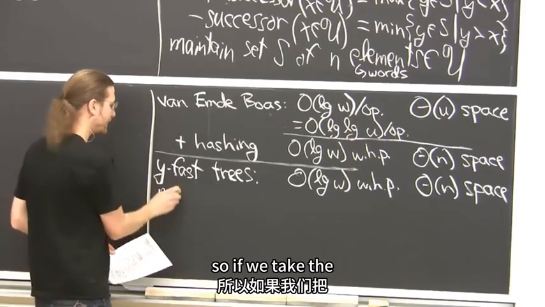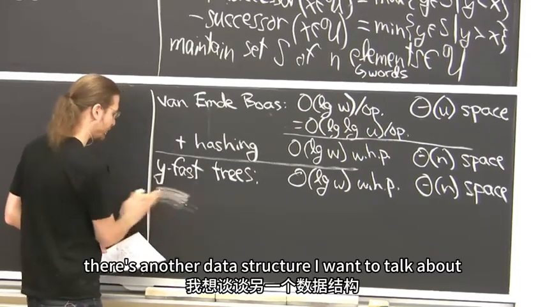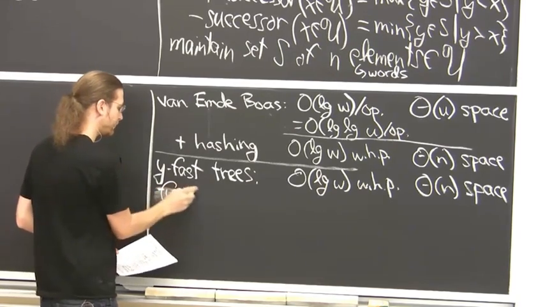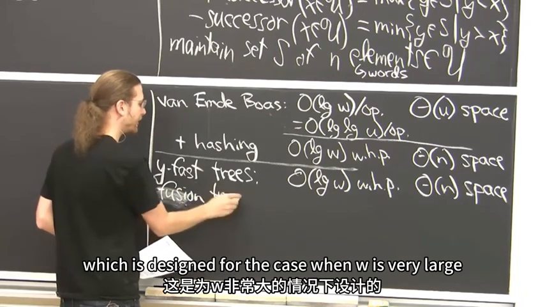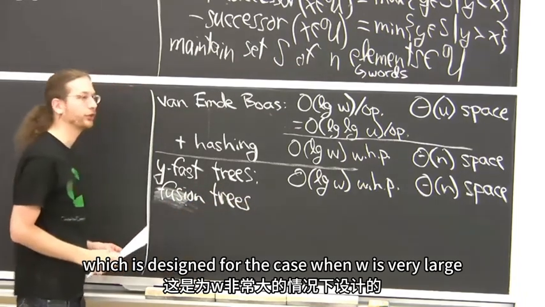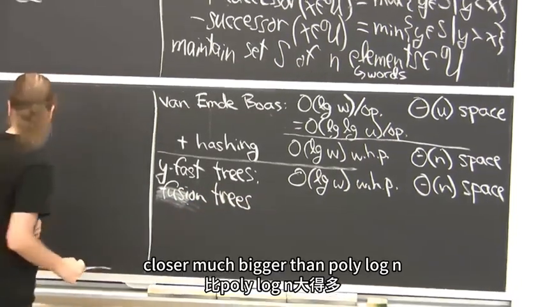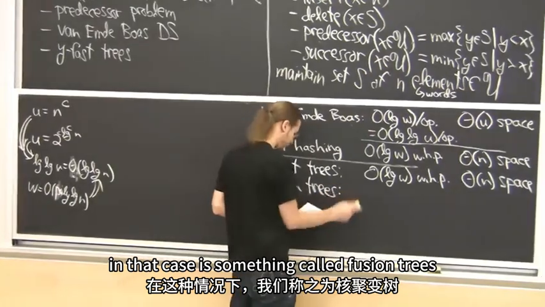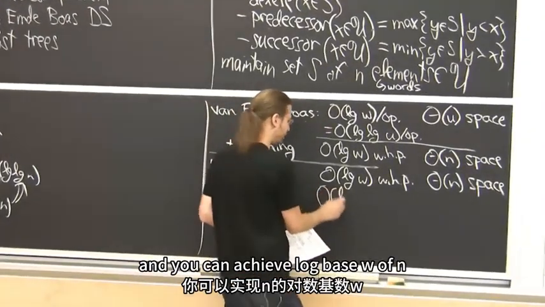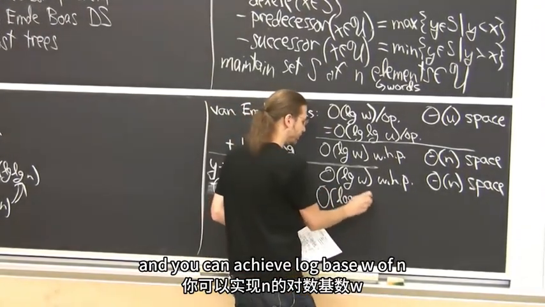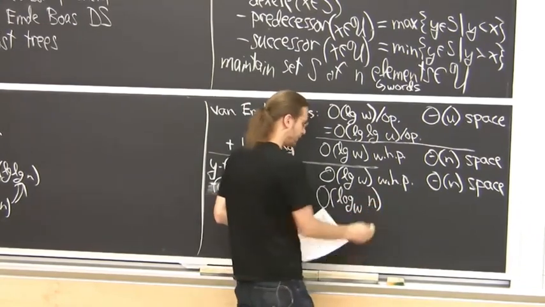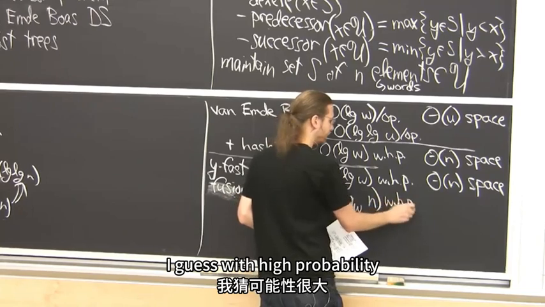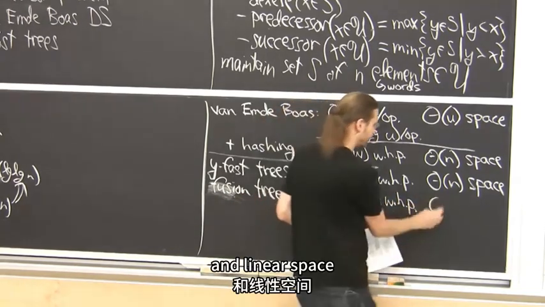So there's another data structure I want to talk about, which is designed for the case when W is very large, much bigger than polylog N. In that case, there is something called fusion trees, and you can achieve log base W of N, with high probability and linear space.